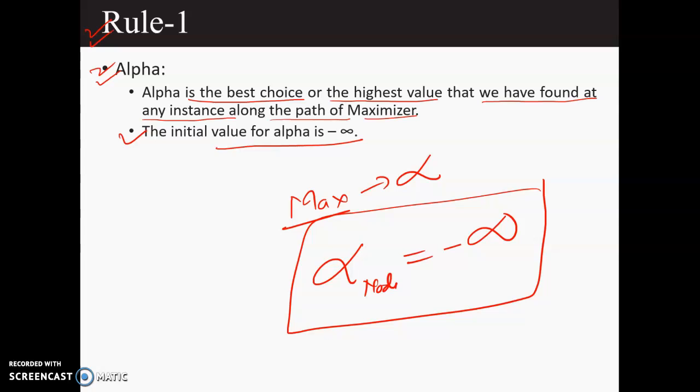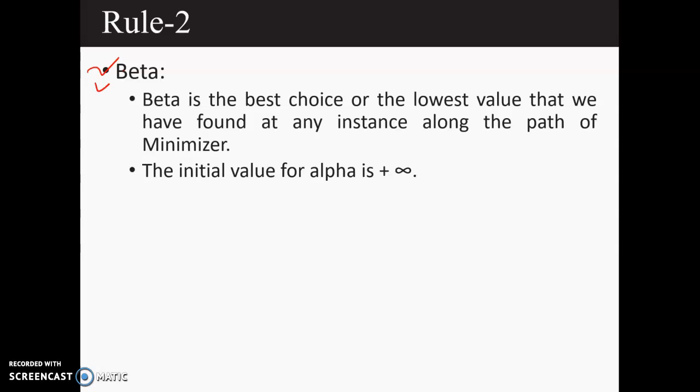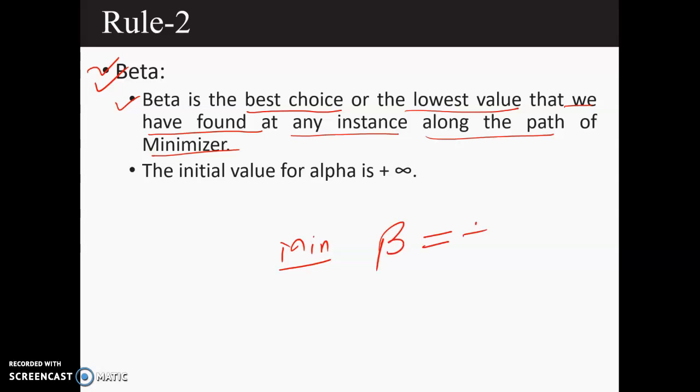Rule number 2 is for beta. Here you can see, beta is the best choice, or the lowest value, we have found at any instance along the path of the minimizer. So for the min player, we will determine the value of beta, and initially the value of beta will be plus infinity. So alpha will be minus infinity, and beta will be plus infinity in the beginning.